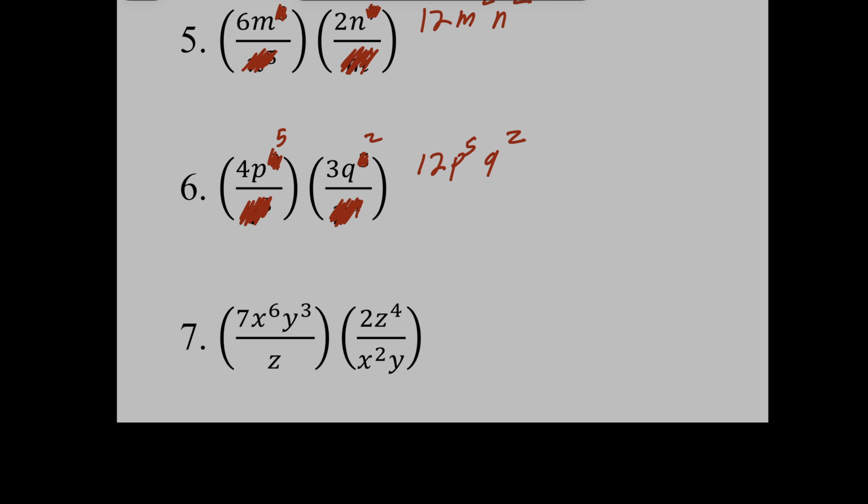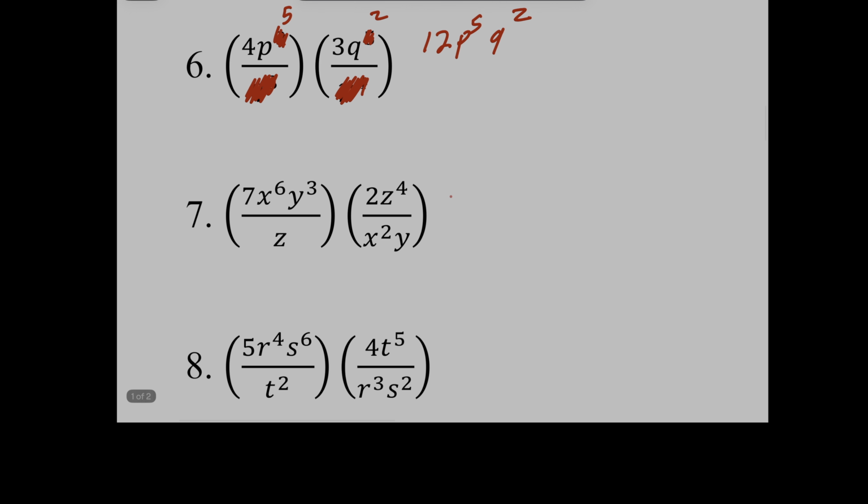Okay? Now on this one, let me multiply it all the way out. Let me do it the other way. 7 times 2 is going to be 14. x to the 6, y to the third, z to the fourth, over x squared y z. And now I just do my subtraction, which leaves me 14.